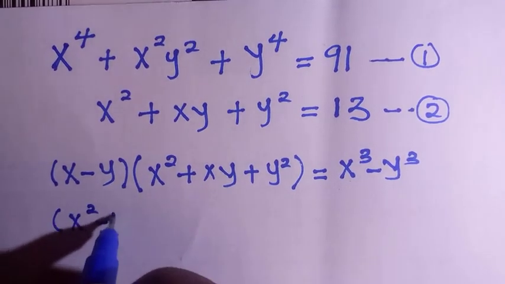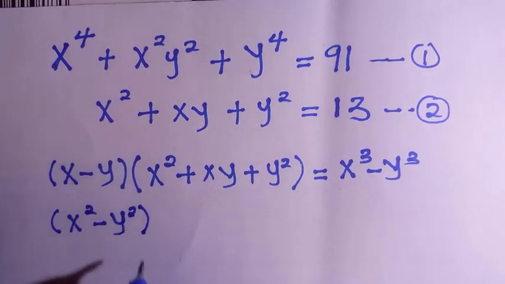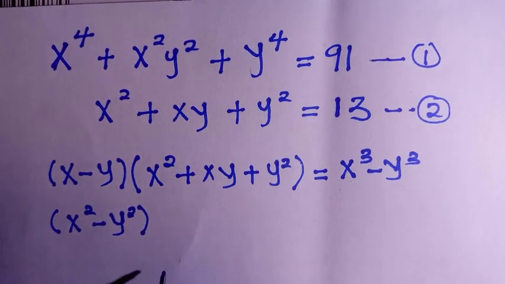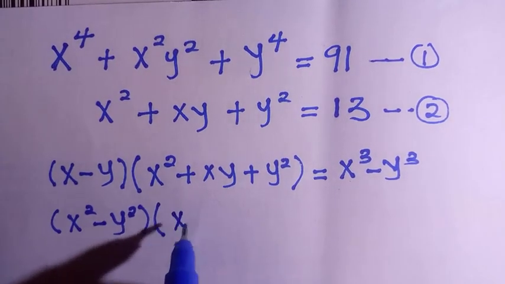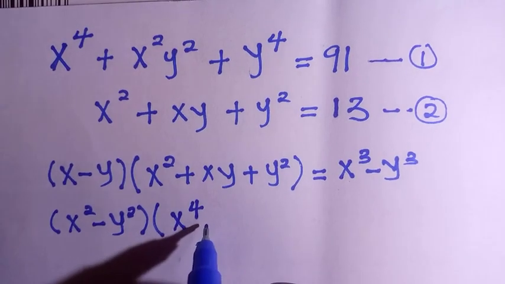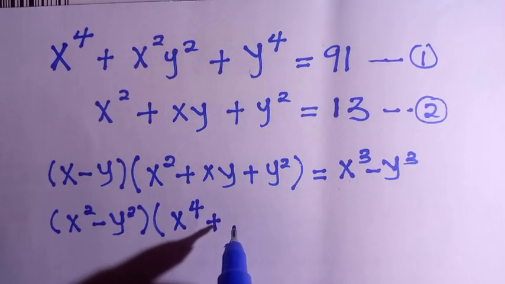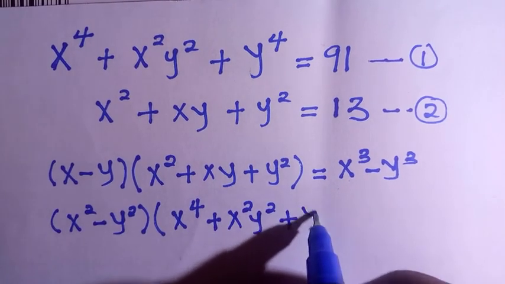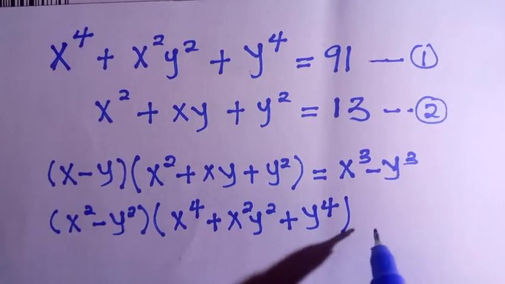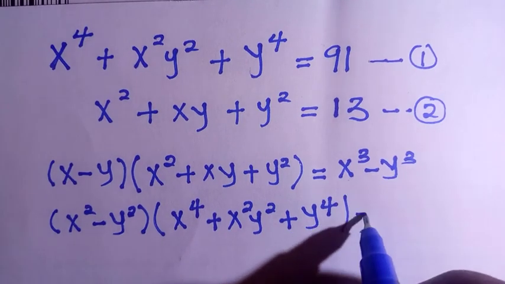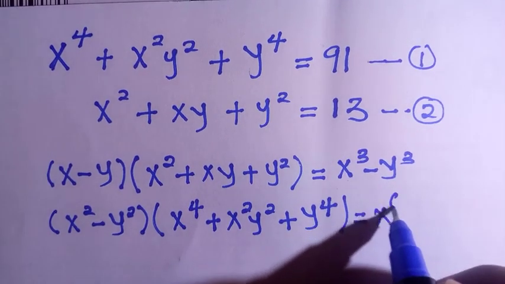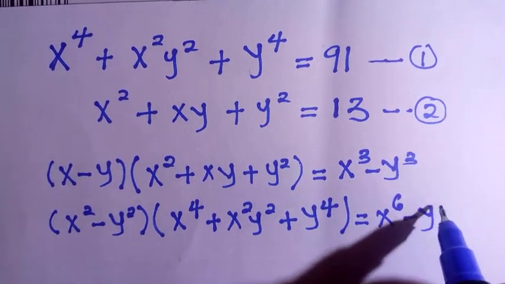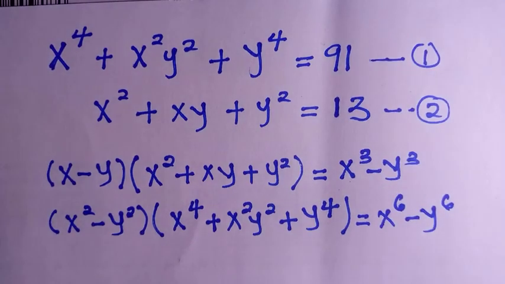Also, if you have (x squared minus y squared)(x raised to power 4 plus x squared y squared plus y raised to power 4), this is x raised to power 6 minus y raised to power 6. So this is another identity.